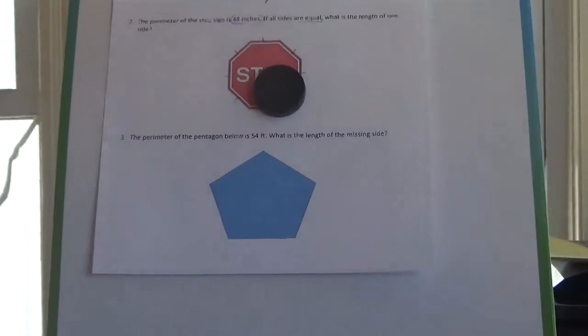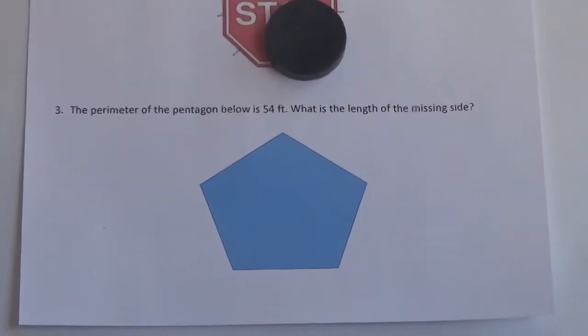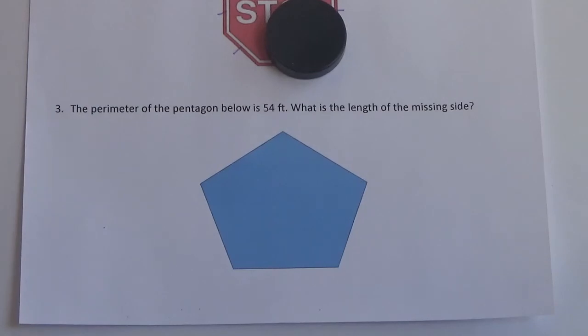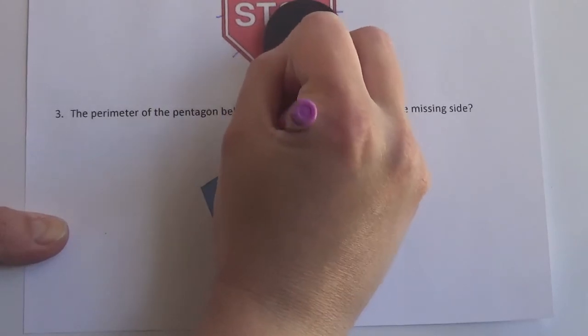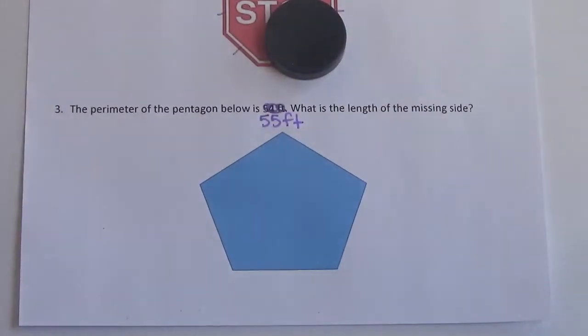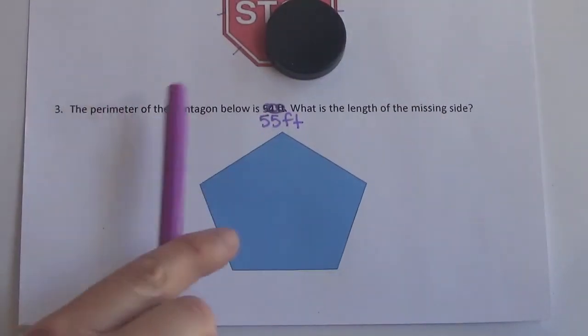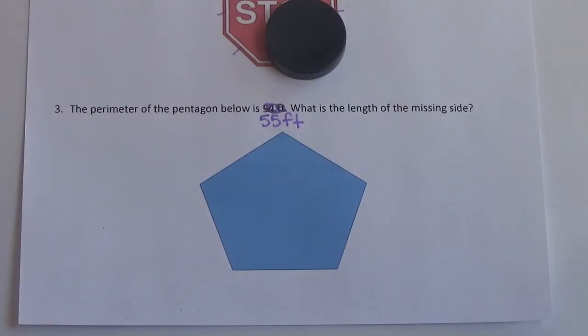So for this last problem, we have a different shape here. And it says the perimeter of this pentagon below is 54 feet. What is the length of the missing side? I think there's a typo here. This should actually say 55 feet. So what I want you to do right now is to solve this. It says the perimeter of this pentagon below is 55 feet. What is the length of the missing side?